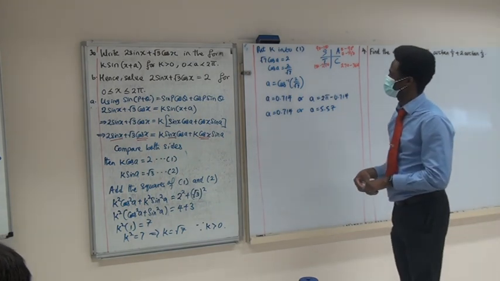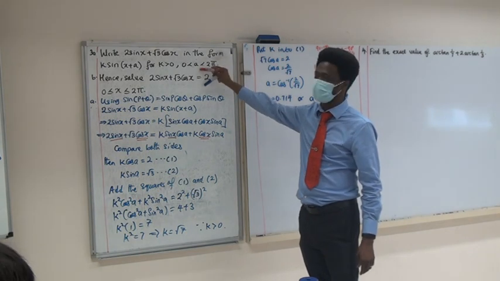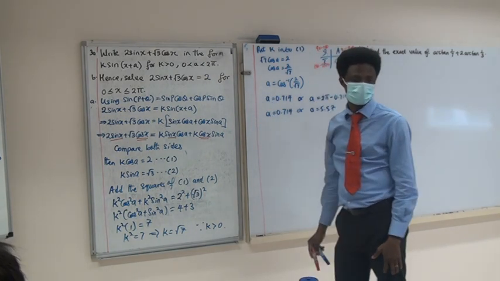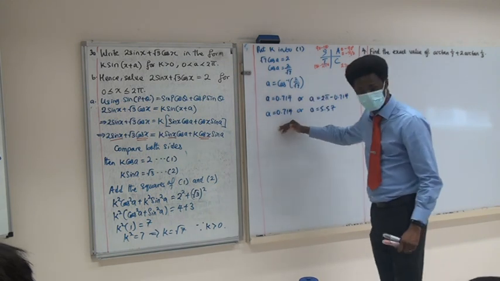Normally, I would expect A to be between 0 and pi, so you don't have to worry about two possibilities. You just focus on this one.